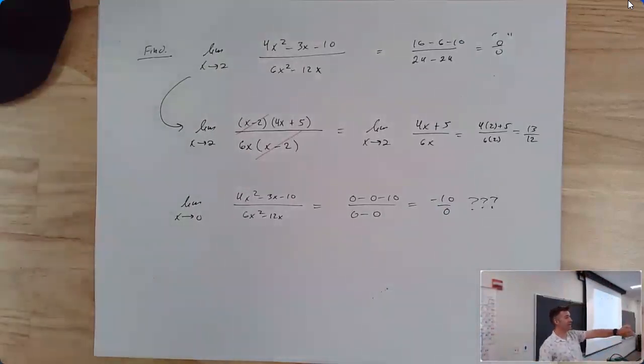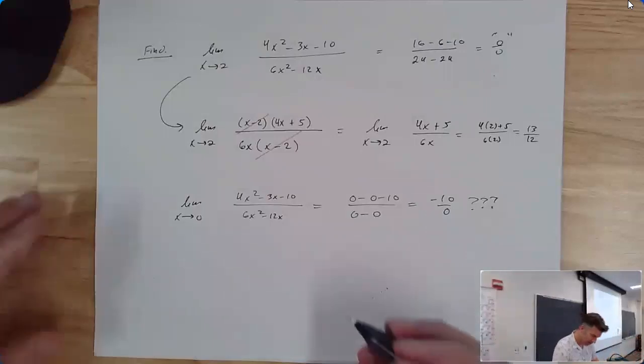I don't know that it's actually negative infinity. It might be positive infinity, because I don't know if that denominator is a little bit negative or a little bit positive. So that's actually the trick. Okay, we've said enough about it.